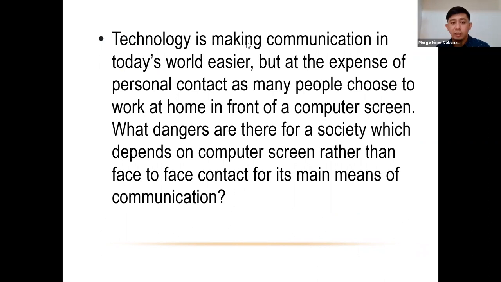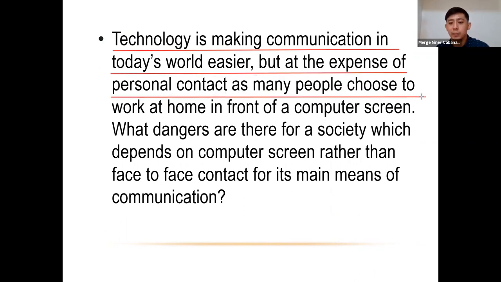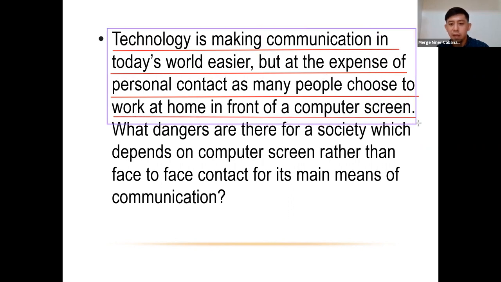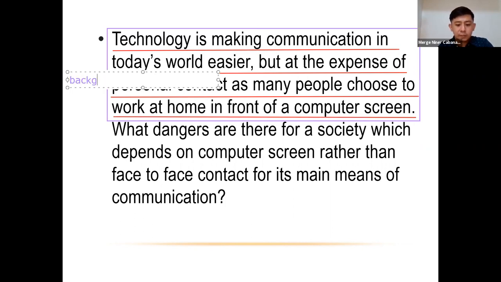Technology, take a look. We're going to segregate the background statement from the questions. Okay, so technology is making communication in today's world easier, but at the expense of personal contact, as many people choose to work at home in front of a computer screen. This is your background statement. Okay, I'm going to enclose it first. I'm going to put a tag: background statement. That's it.